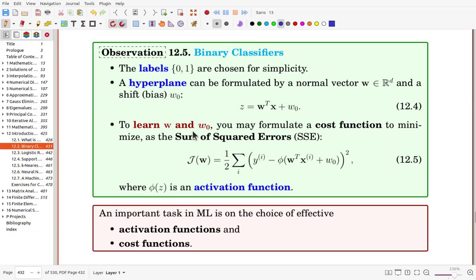To learn w and w0, we may formulate a cost function to minimize. For example, the sum of squared error can be formulated in this way. For each point, we try to get a z-value, that is called the net input, and then along with some activation function, the difference is the error, and then the square sum is obtained for the objective function. Depending on how you choose this objective function or cost function and what the activation function is, the methods are different. An important task in machine learning is the choice of effective activation functions and cost functions.